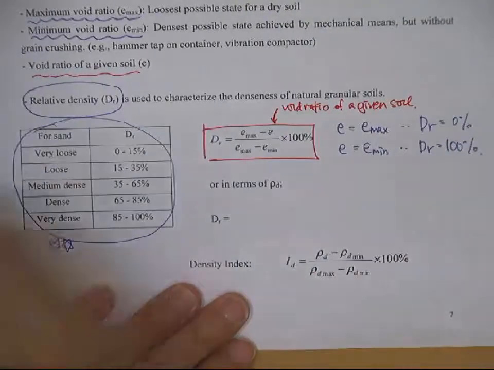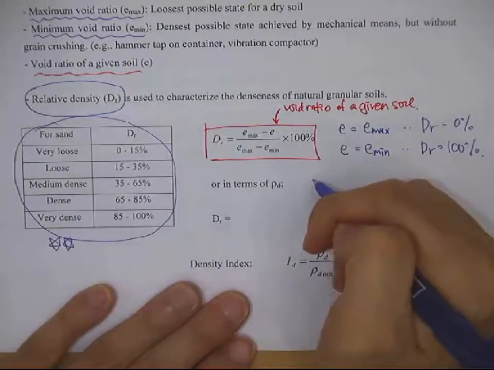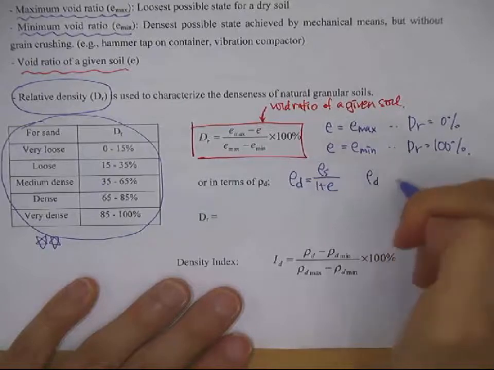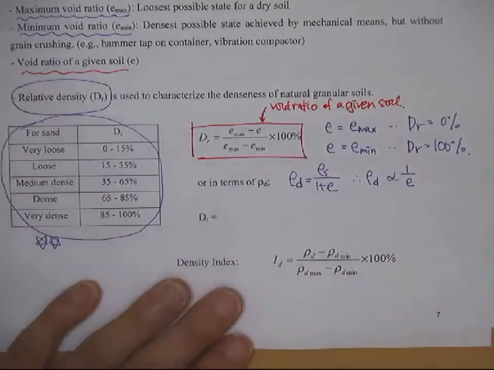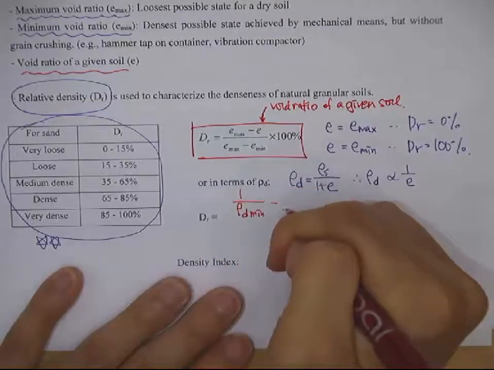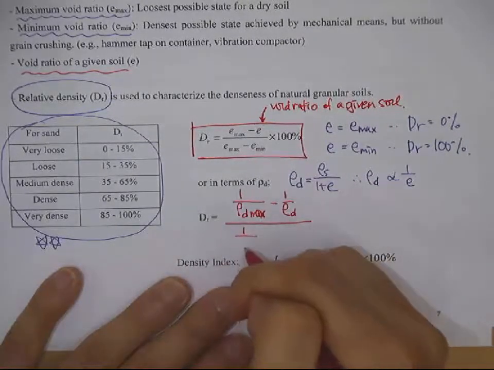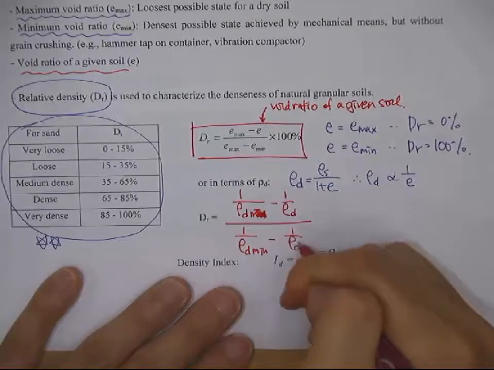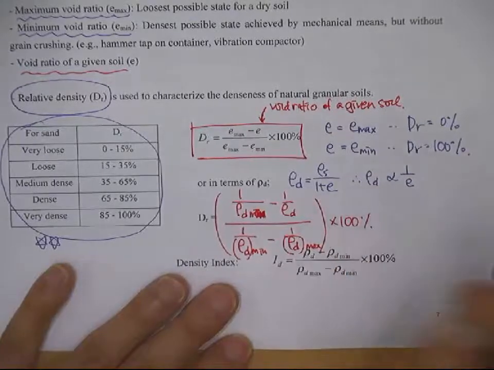And in terms of dry density, actually you can convert this relative density equation in terms of the dry density. Rho d is rho s over 1 plus e. So rho d is inversely proportional to the void ratio. This is max. Min. Sorry, this is the minimum. Minus max. Percent.